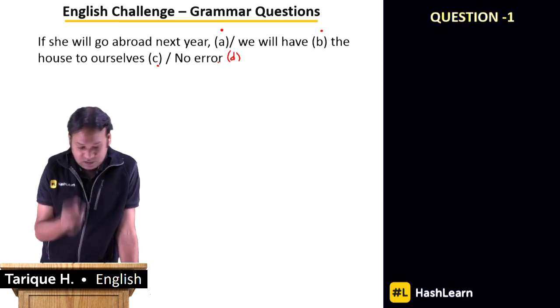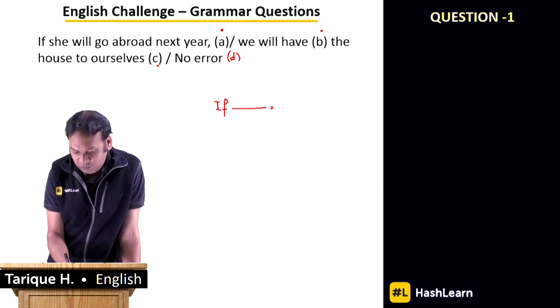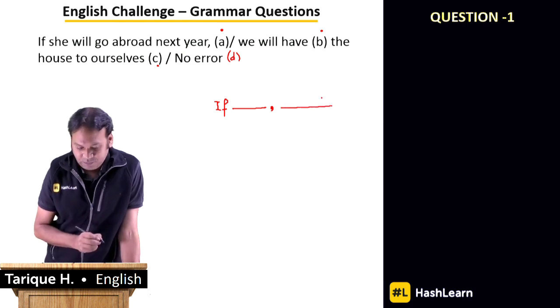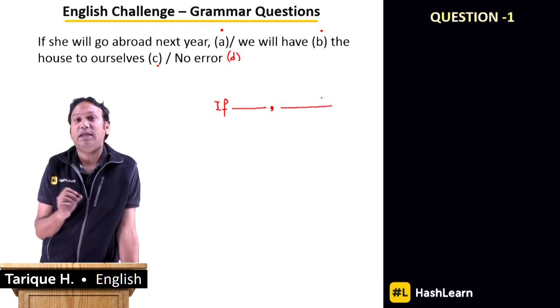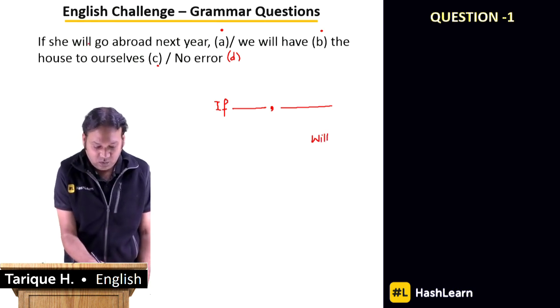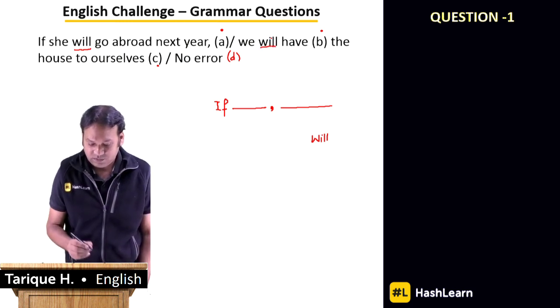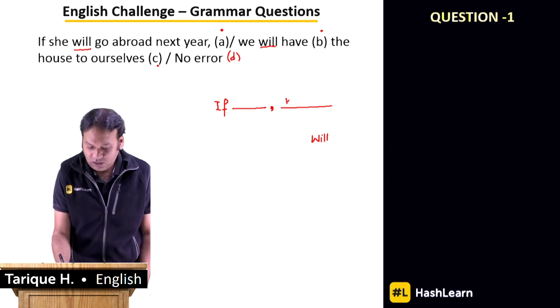The rule here is based on the if clause. Whenever we have an if clause followed by another clause, we cannot have two wills in a sentence. We should keep in mind that we cannot have two wills in a sentence like this. For example, if she will go abroad next year, we will have the house to ourselves. The will part will only be in the second part of the sentence, not in the first part.